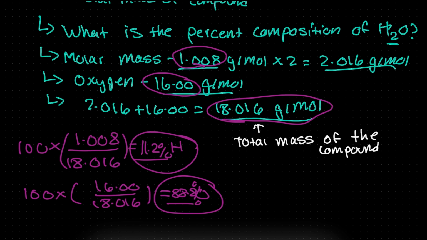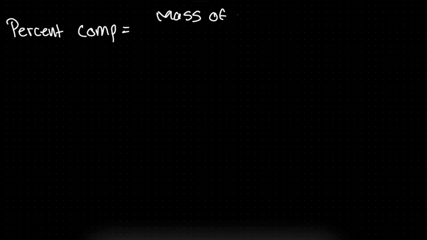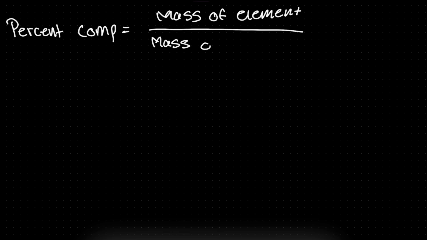So let's do another one, and hopefully you guys can try this one by yourself. So I'll write the formula down over here. Percent comp, short for composition, is equal to mass of element over mass of compound multiplied by 100.